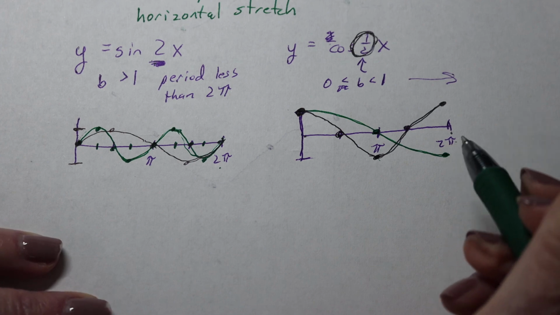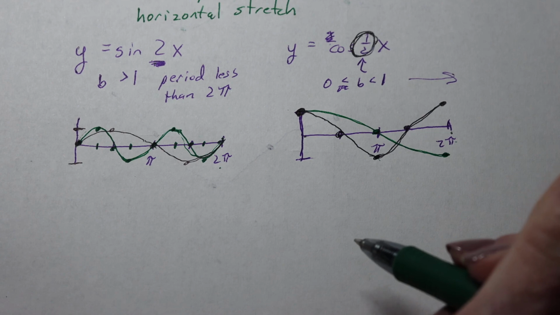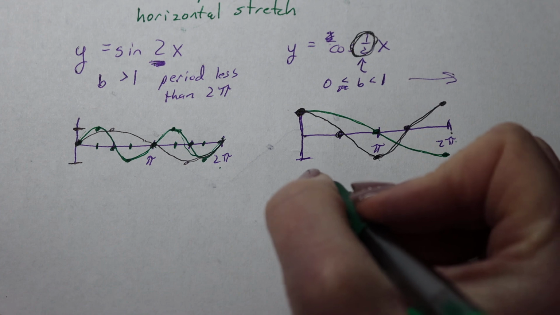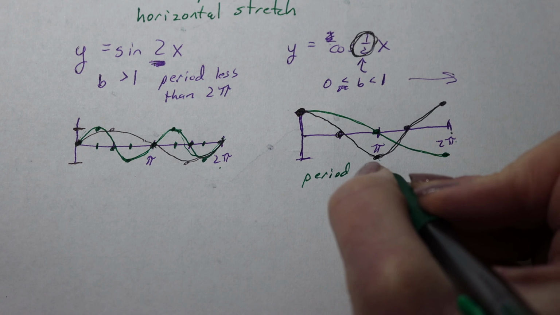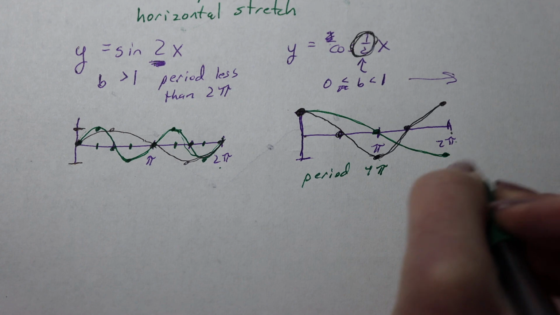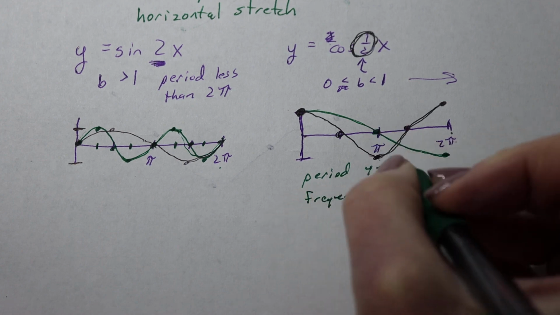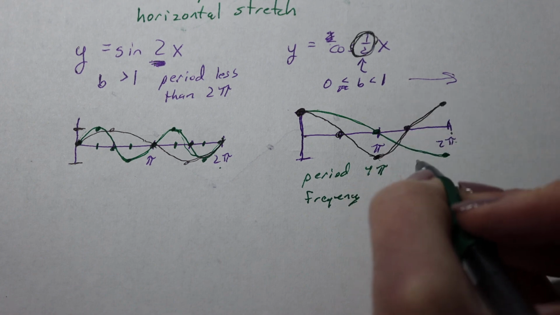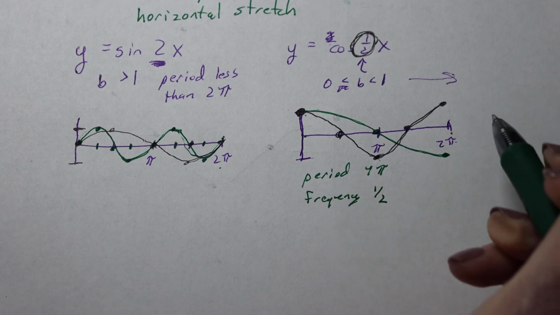Well, we know what's going to happen then. We talked about vocabulary last time, and we talked about frequency and things like that. So for this one, its period would be 4 pi. To do the whole green one, we'd have to go to 4 pi. Its frequency, we want to know how many periods in 2 pi. Well, from here to here, we only get a frequency of 1/2.